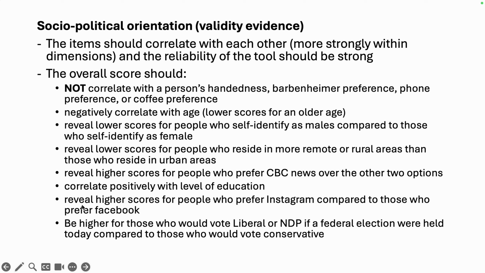Maybe the biggest expectation would be that people with the highest scores should be intending to vote Liberal or NDP compared to Conservative in an upcoming election. So we have all these expectations and we're going to assess them. So what are our steps?